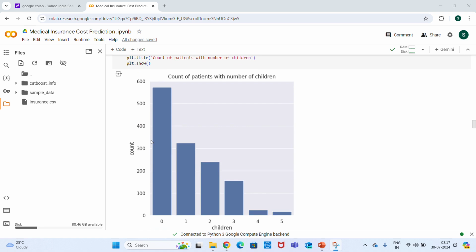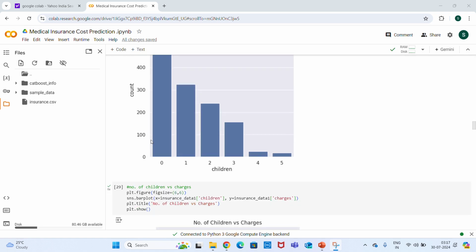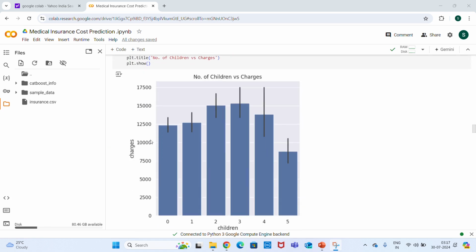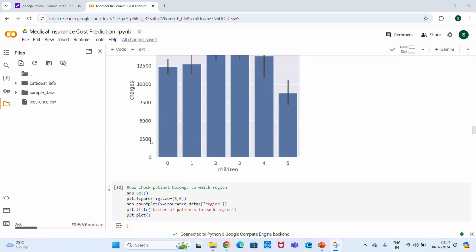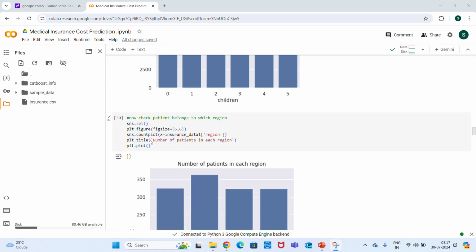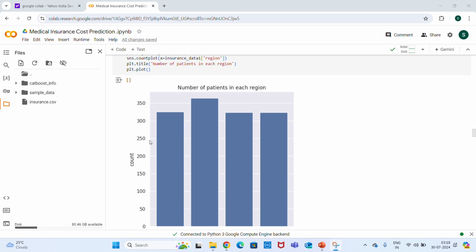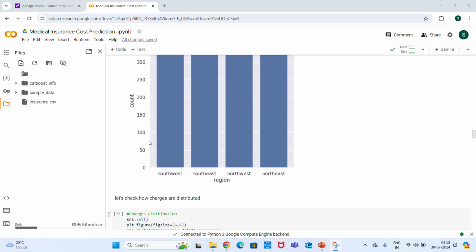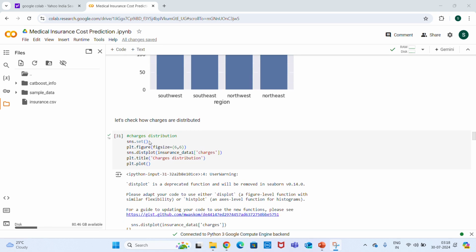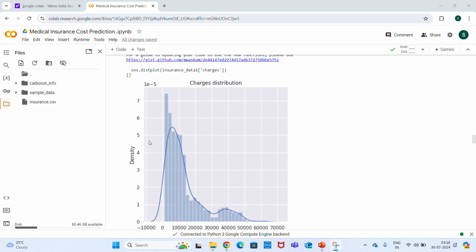Next, it goes for children count. A count plot shows the number of children patients have. Next was the children versus charges. A bar plot shows how charges vary with the number of children. Next one is the region distribution. A count plot shows the number of patients in each region. Next is the charges distribution. A distribution plot shows how charges are distributed.